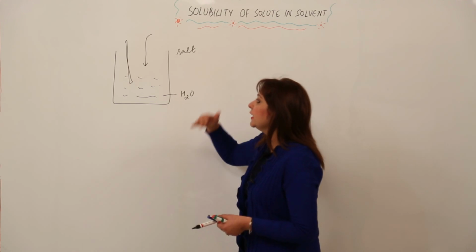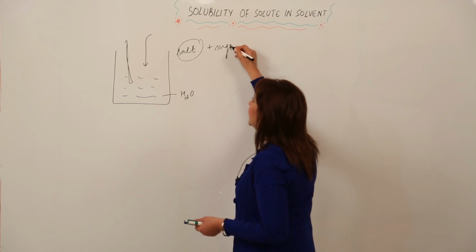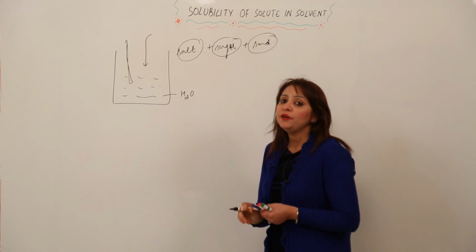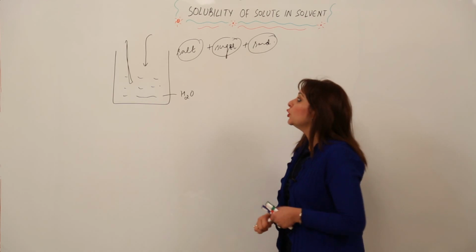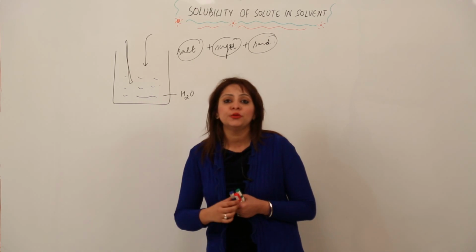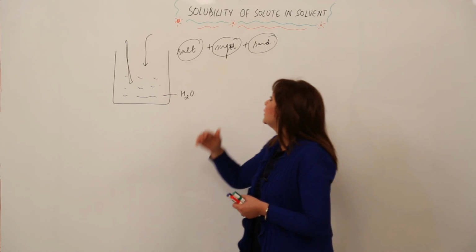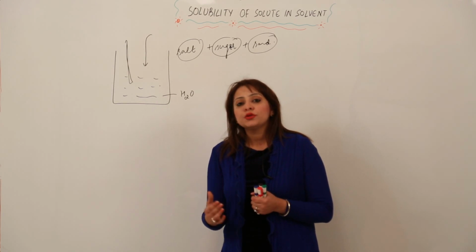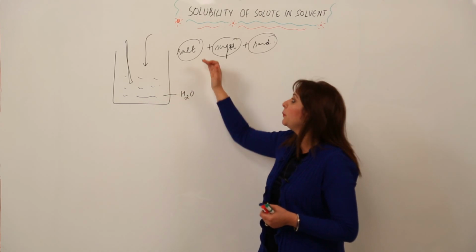Similarly, in this case I added salt, in the second case I am adding sugar, or I can take another solute, for example sand. In all three cases, salt, sugar and sand, they are getting dissolved in water, but the ability of water to dissolve these components is different. It is different for salt, different for sugar, and different for sand. As we did, there are three kinds of solutions: true solution, colloidal, and suspension, depending upon the size of the solute particle.